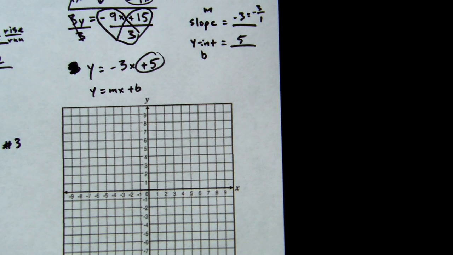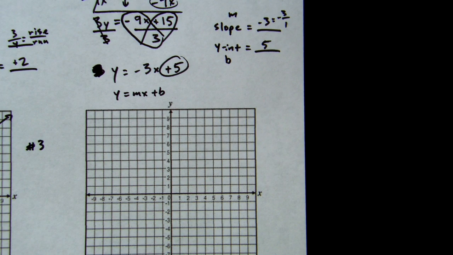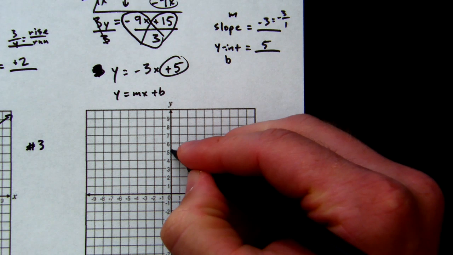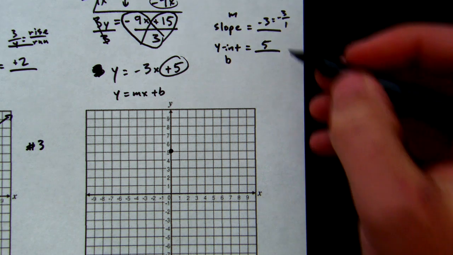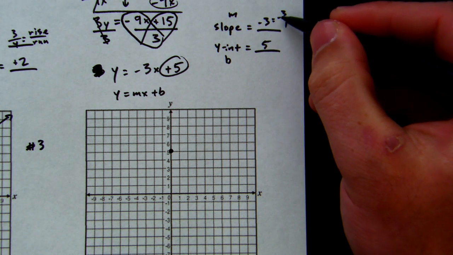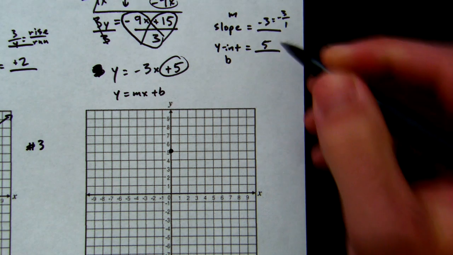Now, when we graph this, we are going to graph the y-intercept first, which is plus 5. We put a dot on the y-axis wherever the graph crosses, which is called the y-intercept. Now, our slope is negative 3 over 1. So 3 is rise, 1 is run, and it's negative.